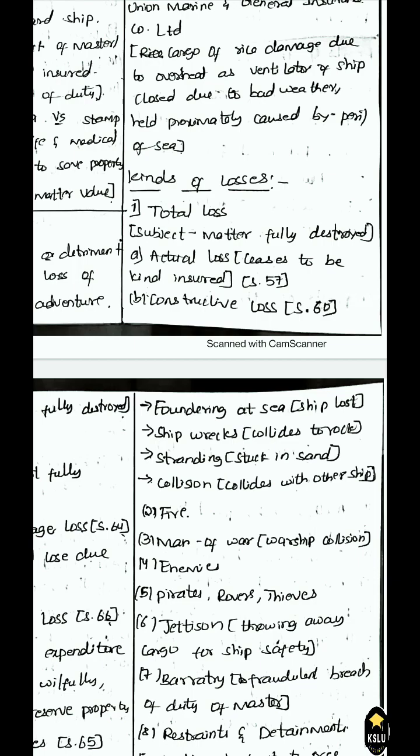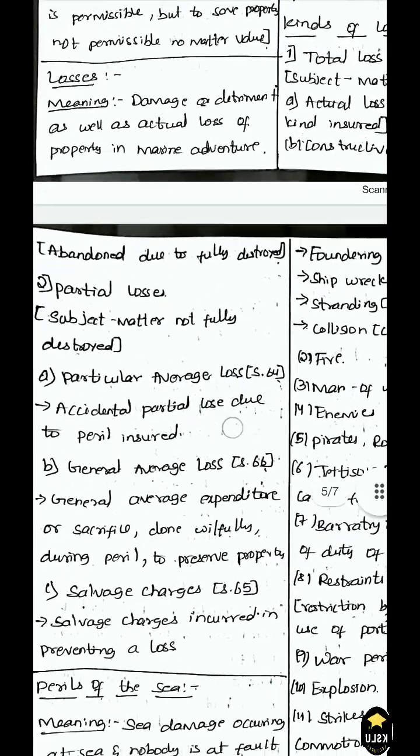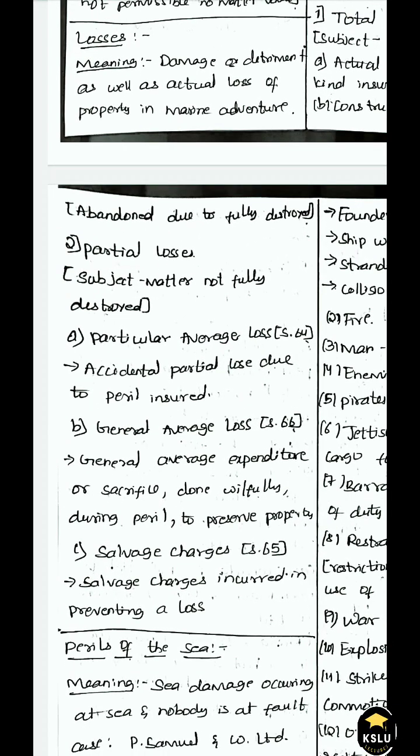The next is a constructive loss under section 60. Abandoned due to being fully destroyed. The subject matter is fully destroyed, and because of that they don't carry it in that ship. They abandon it and sail. Then this is also total loss. It is called constructive loss.